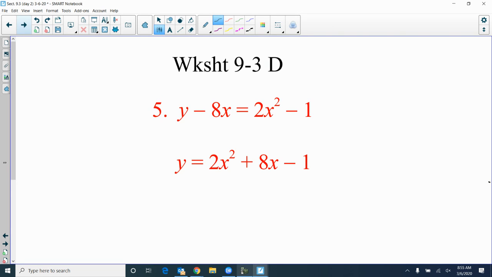Okay, on the first 3 on the front, 1, 2, 3, flip it over to the back real quick. Just so we're all on the same page. Number 5, all right, see how it's ordered? What does it say for number 5? It says y minus 8x. We want the y by itself, so when you add 8x, you put the 8x after the x squared. So this is what it should look like for 5. So write that above there.